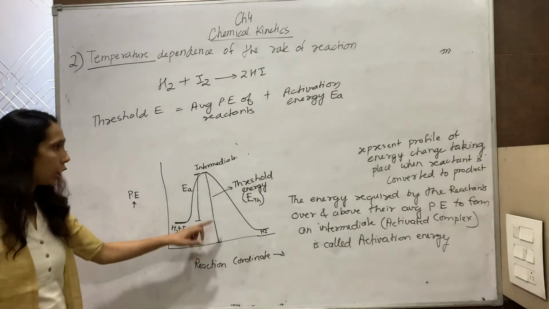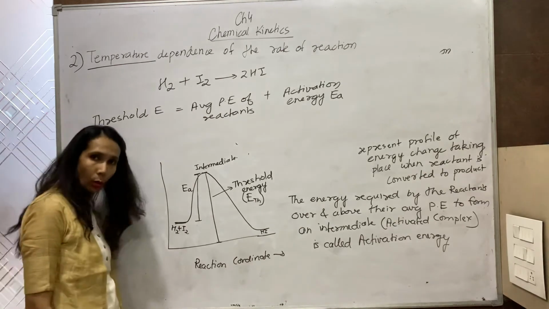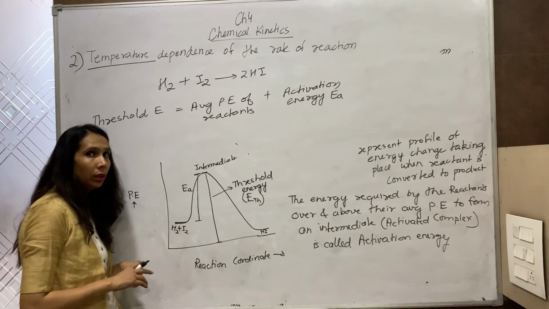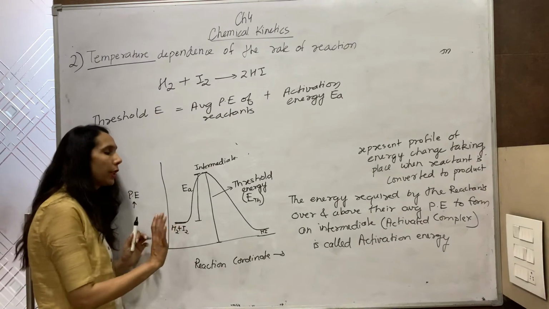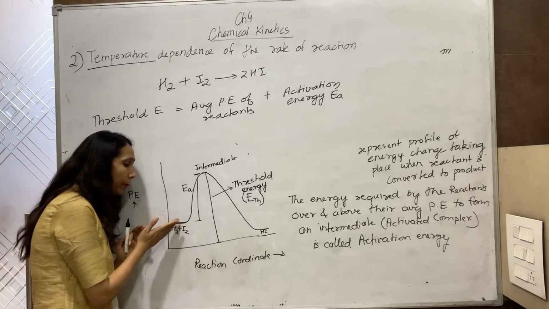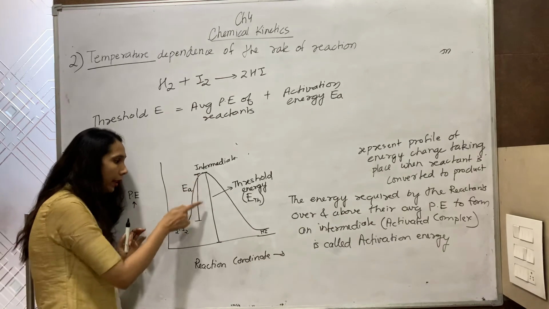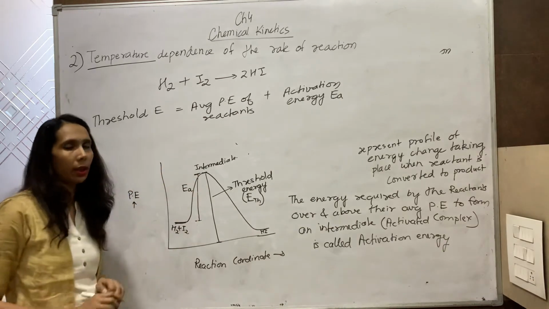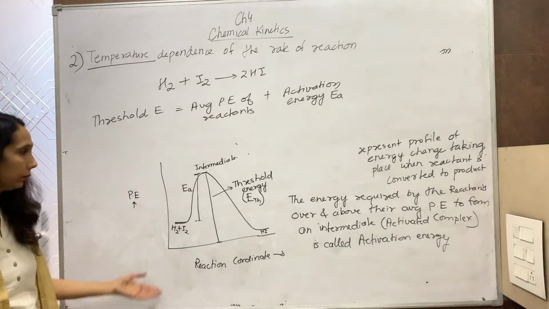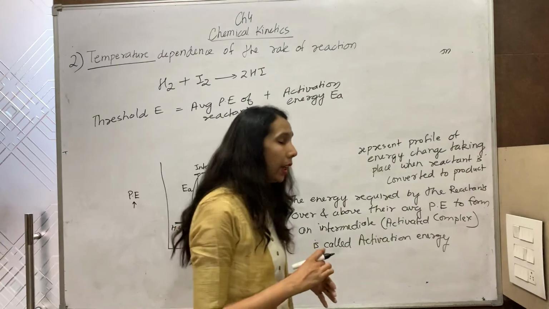The total energy which is required to form the intermediate by the reactant is called threshold energy. But out of the total energy required to form the intermediate, some is already possessed by the reactants. This much is already present with the reactants, and the extra which is required, that is called the activation energy EA. So this we have understood with the meaning of activation energy.